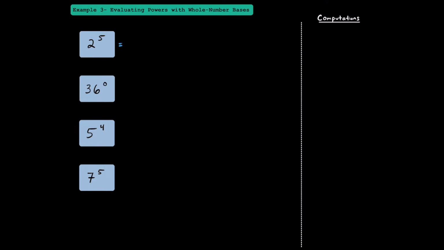For this first one, 2 to the 5th power is just 2 times 2 times 2 times 2 times 2. We know 2 times 2 here is going to be 4, times 2 is going to be 8, times 2 is going to be 16, times 2 is going to be 32. 2 to the 5th power is equal to 32. This is what we get when we evaluate 2 to the 5th power.